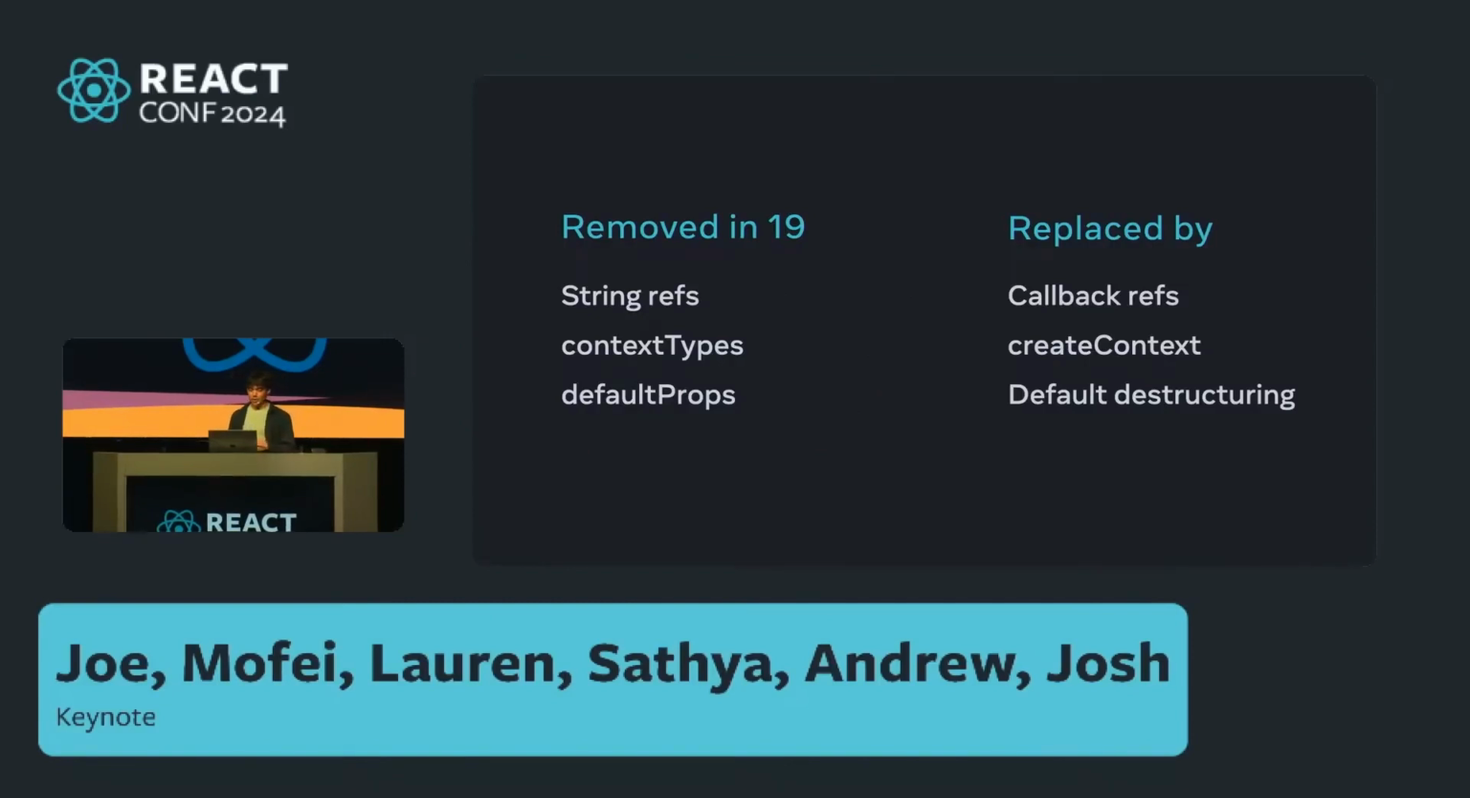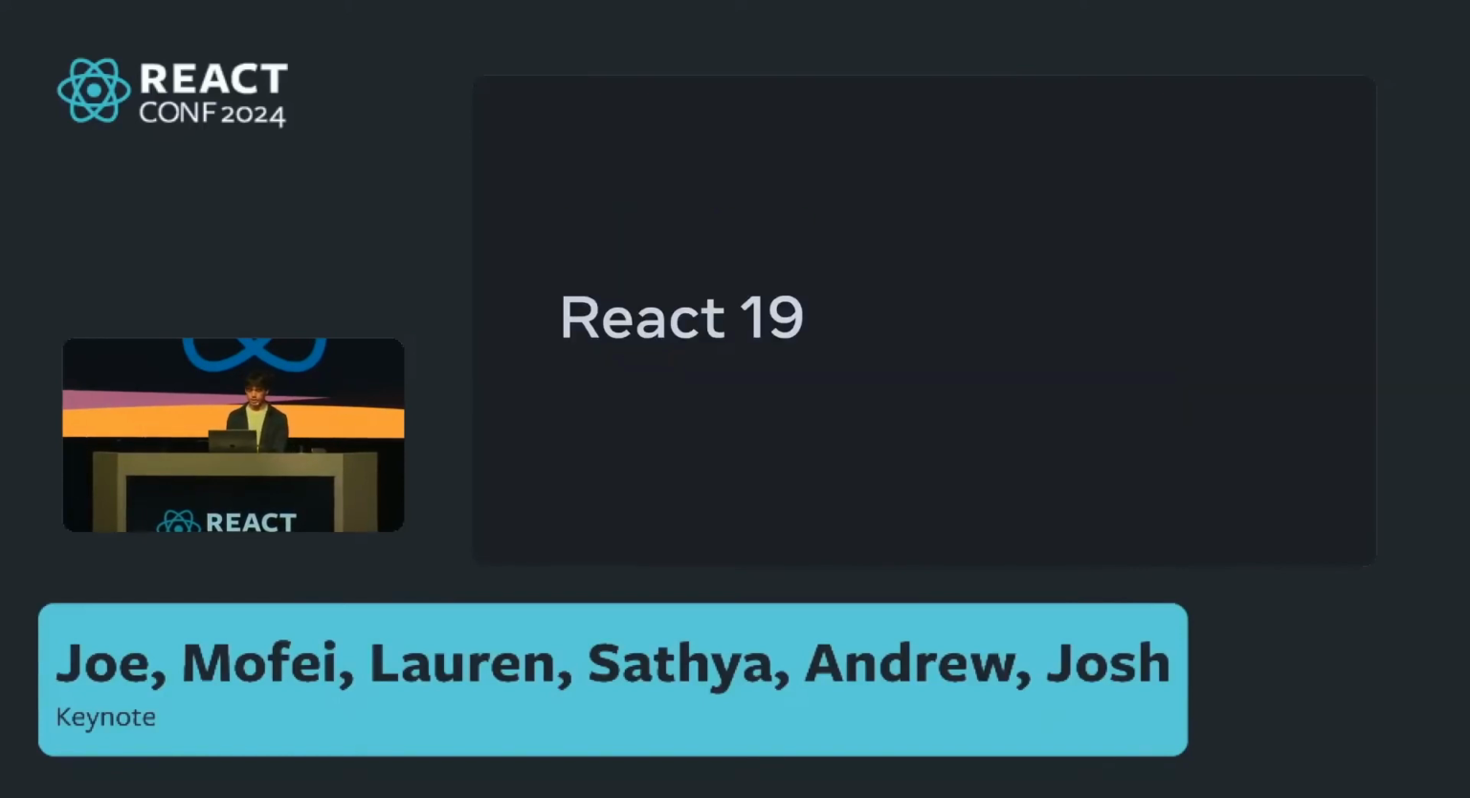To make this happen, we are removing some long-deprecated APIs, including string refs and the legacy context API. We've been warning about these for a while, so most of you are probably unaffected. If you do have an older code base, we publish an upgrade guide with advice on how to gradually upgrade your components. So those are just some of the features and improvements coming to React 19.